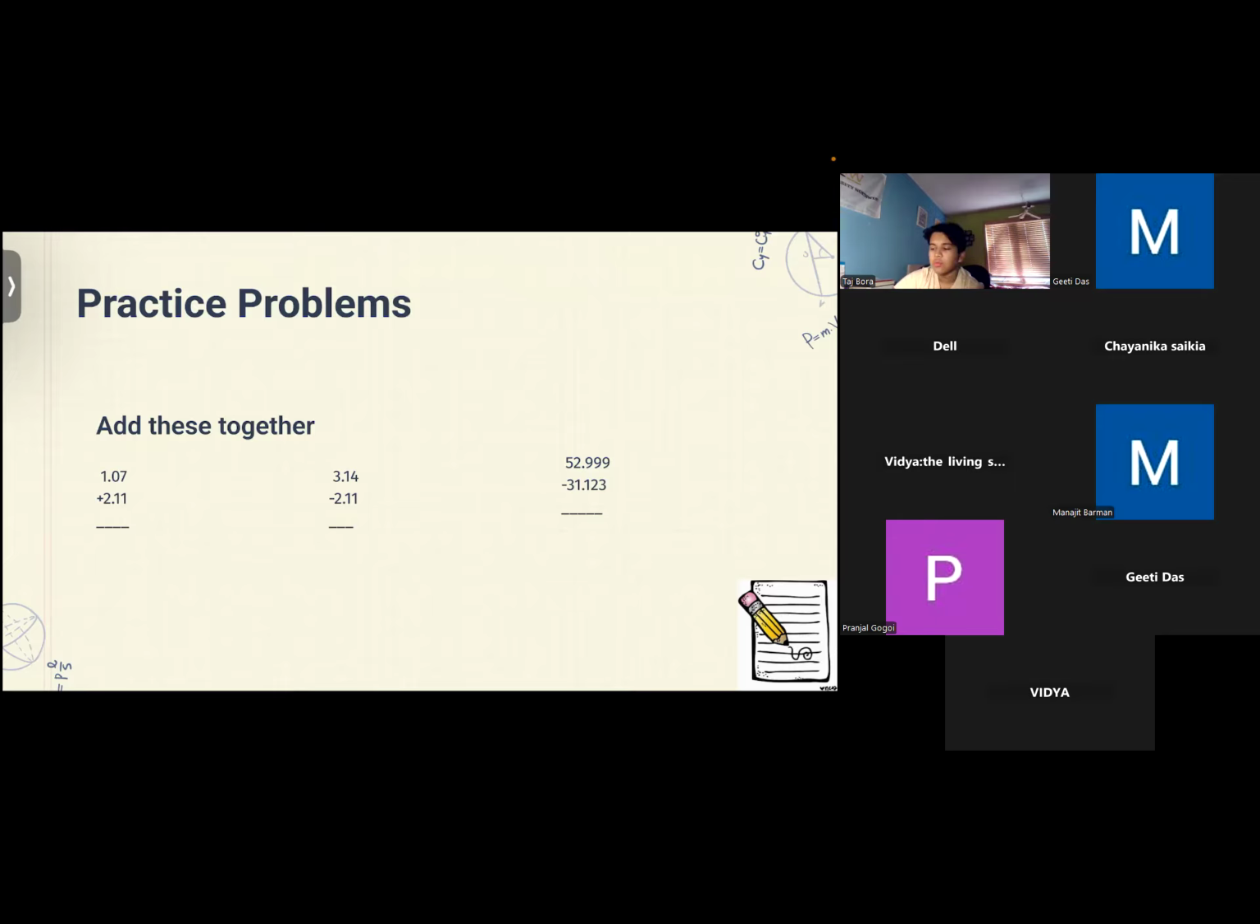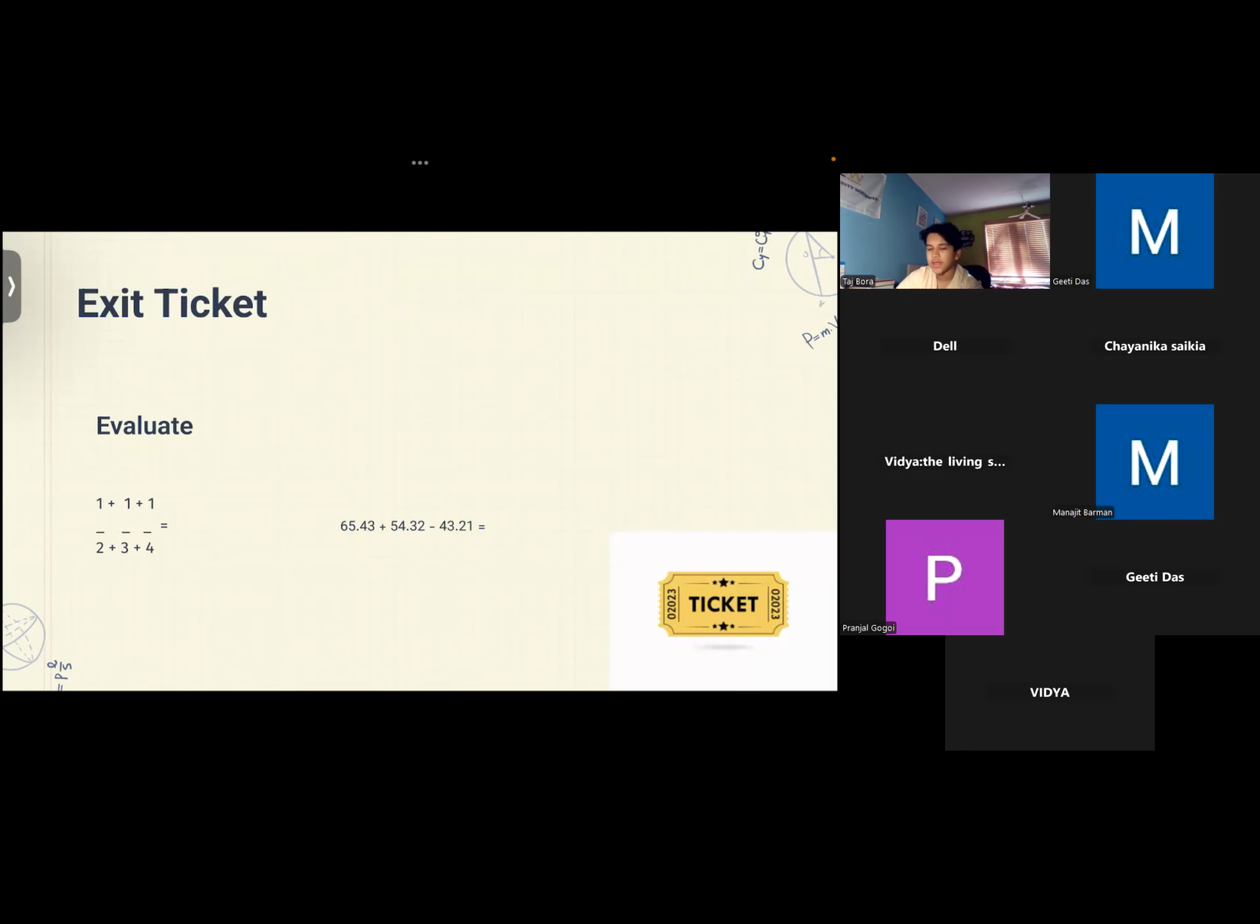So this is normal addition and normal subtraction just with the decimal point. So if you know how to do addition and know how to do subtraction, this is exactly the same. So that is much easier. So this is your exit ticket for the day. So once you can do both of these problems, you are free to leave the Zoom meeting.